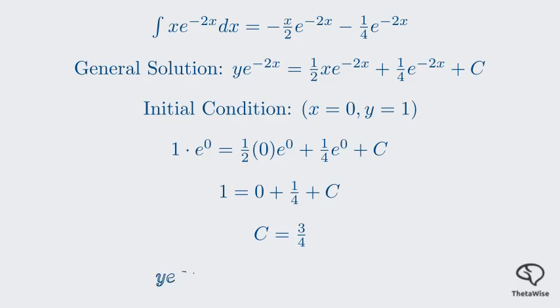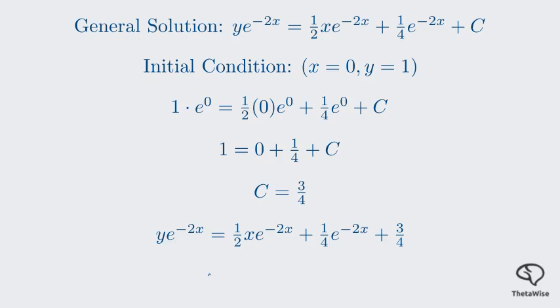Substituting c equals 3/4 back into our general solution gives us the equation of the curve. y e to the negative 2x equals 1/2 x e to the negative 2x plus 1/4 e to the negative 2x plus 3/4. We can simplify this by multiplying the entire equation by e to the 2x to solve for y. This gives our final answer. The equation of the curve is y equals 1/2 x plus 1/4 plus 3/4 e to the 2x. This is a perfect example of applying a differential equation method to solve a geometric problem.